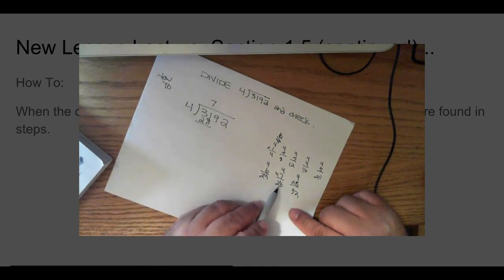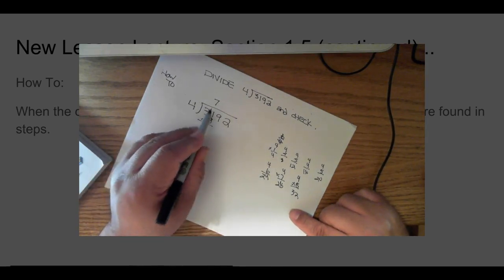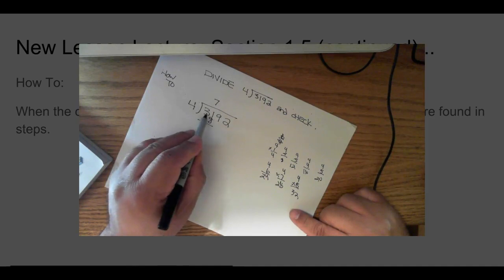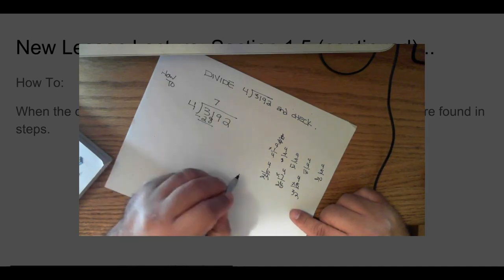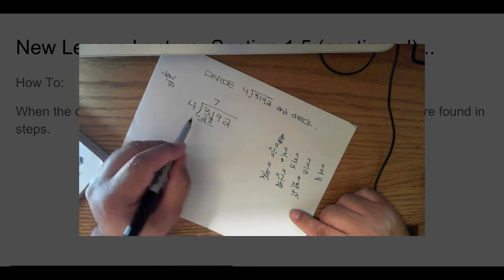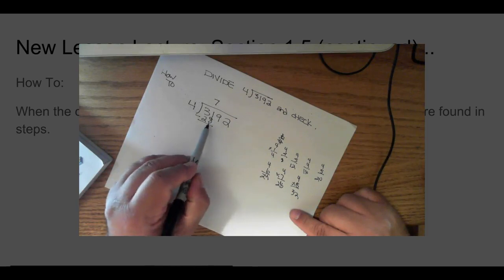And we know that because we just wrote that here, or we have it memorized. So now we take the 7 times 4 is 28. We write that right under the 31. And now we're going to subtract. Okay, so now we need to remember everything that we learned with subtraction.